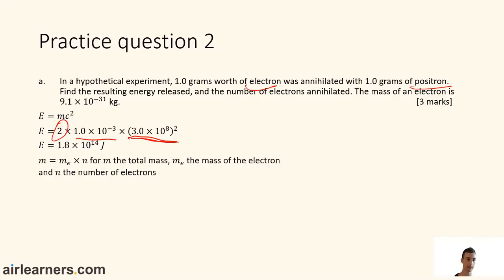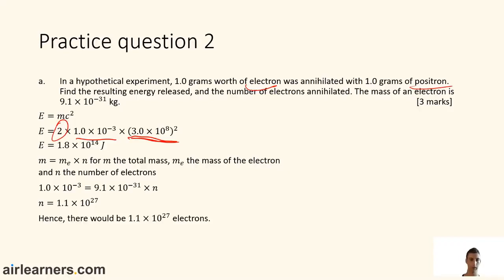So let's just say now that the total mass is the same as the mass of the electron multiplied by the number of electrons. Pretty straightforward. So we've got 1 gram of electrons, and we have the mass of one electron being 9.1 times 10 to the negative 31. Simply solving for n, the number of electrons, we get 1.1 times 10 to the 27. That's a lot of electrons. And this is why I have called this a hypothetical experiment, because realistically, we don't have the technology yet to do this. So that would yield the answer of being 1.1 times 10 to the 27 electrons.